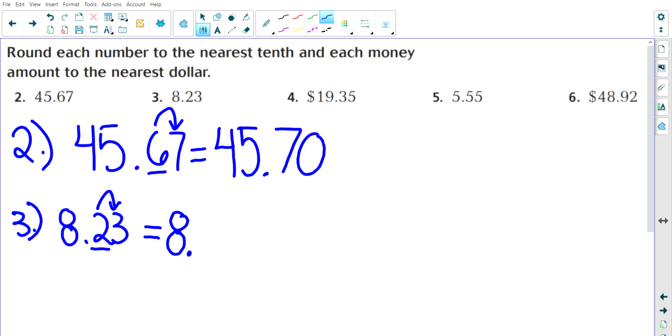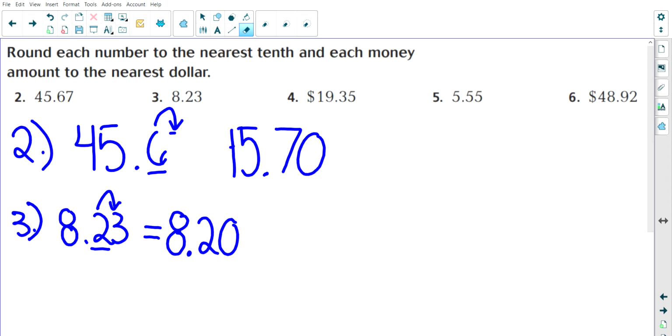Our rounding digit is going to rest because 3 is less than 4. We're going to keep the 2 as a 2. Everything else behind it turns into a 0. Our number rounds to 8 and 2 tenths or 20 hundredths.